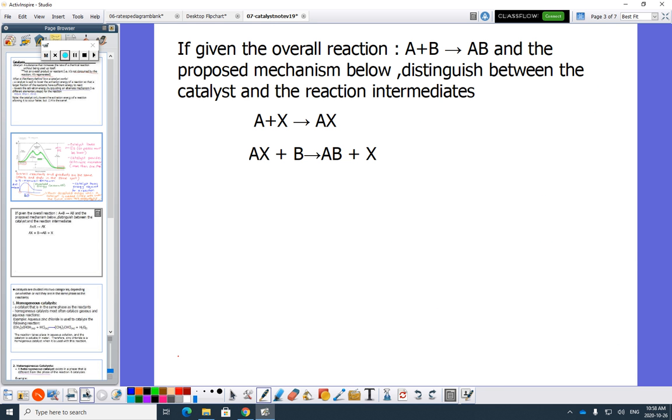Okay, so let's say you have a mechanism. So you can do the same sort of thing as we did before. We're going to cross stuff out, but now we need to distinguish between catalysts and reaction intermediates. So I'm going to have like two sides. You can use different colors if you want, it doesn't matter. So reaction intermediates are crossed out or they're canceled out.